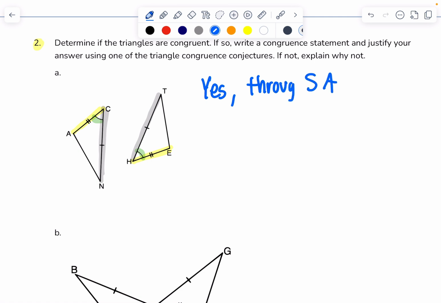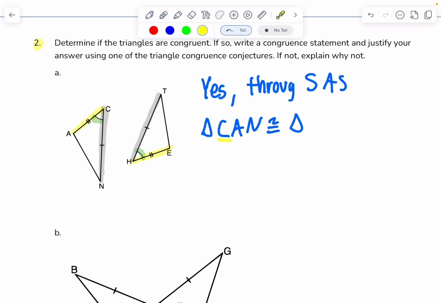Through side, angle, side. I have this side, this angle, and this side. And that matches up exactly with this side, this angle, and this side. For my congruent statement, I would probably say something like triangle CAN maybe makes the most sense. CAN is congruent to triangle. Angle C is the same as angle H, so I need to put H first. I go from C to A, so I need to go from H to E. Triangle H, E, T. And that's it. We're good for 2A.